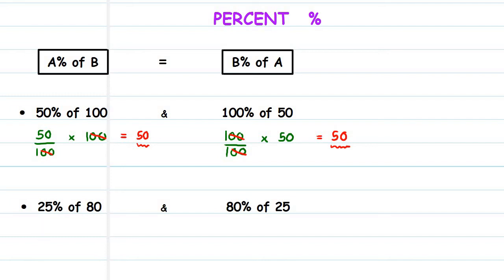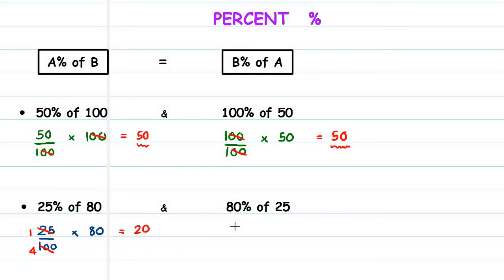How about 25% of 80 and 80% of 25? 25% of 80 means 25 divided by 100 multiply 80, and we can simplify this. This is gonna be 1, this is gonna be 4, so we'll be left with 80 divided by 4, and that's gonna give us 20.